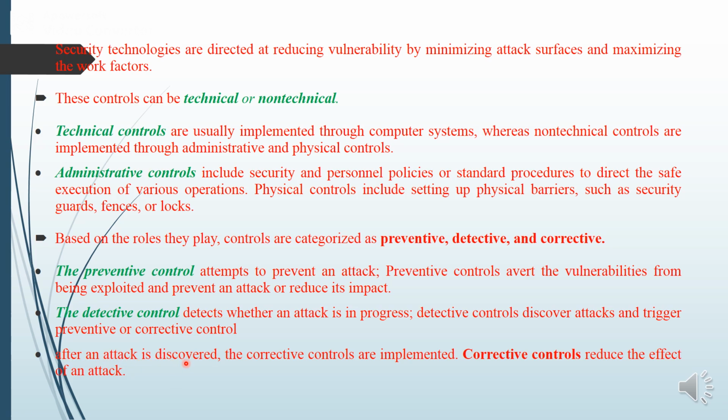After an attack is discovered, the corrective controls are implemented. So corrective control reduces the effect of an attack. These are the major categories of control, which play the higher role based on the perspectives: preventive control, detective control, as well as corrective control methods.